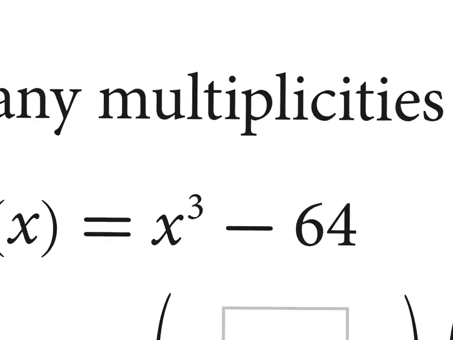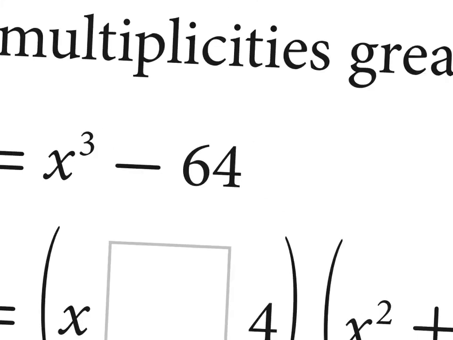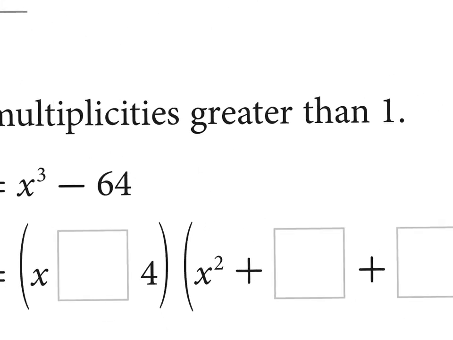X cubed minus 64. It's a sum and a difference of cubes. Okay, so I'm going to give you the formulas for those. I told you I would always give you the formulas for those. So this is a difference of cubes. We know that because there's a minus sign in there.